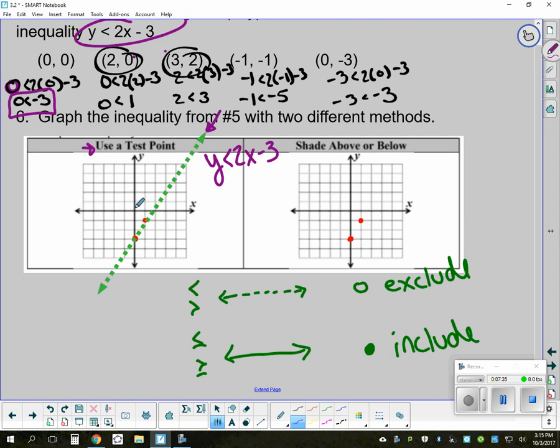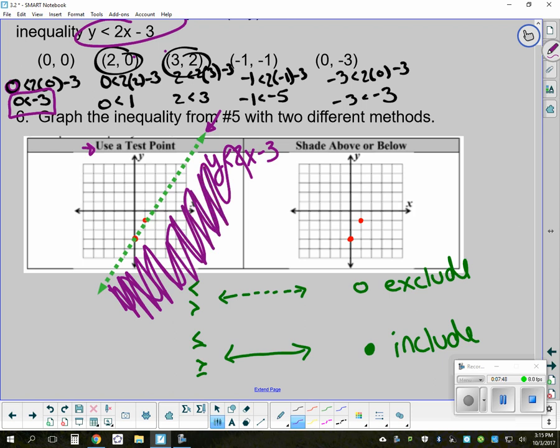If 0, 0 is not a solution, neither is anything else on this side. So that means everything on this side is. So you go in and you shade that side. Be careful when you shade that you don't, I like to do it perpendicular to the line because sometimes students will do it right over the line and then you can't tell if the line was dashed or solid. Okay, so go perpendicular so that we can still see the line. Okay?